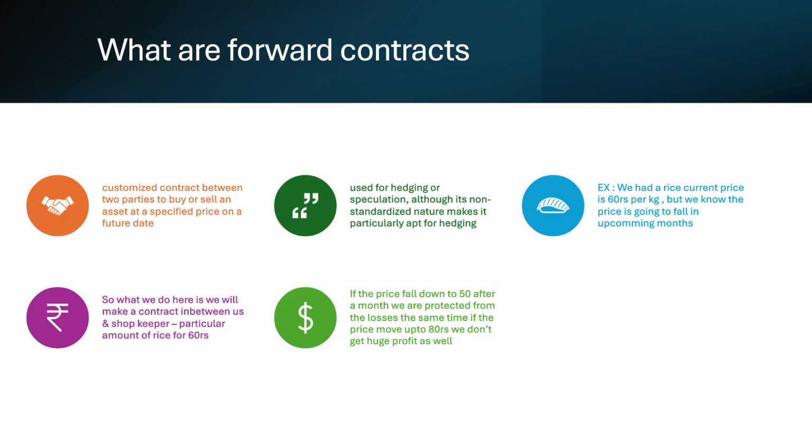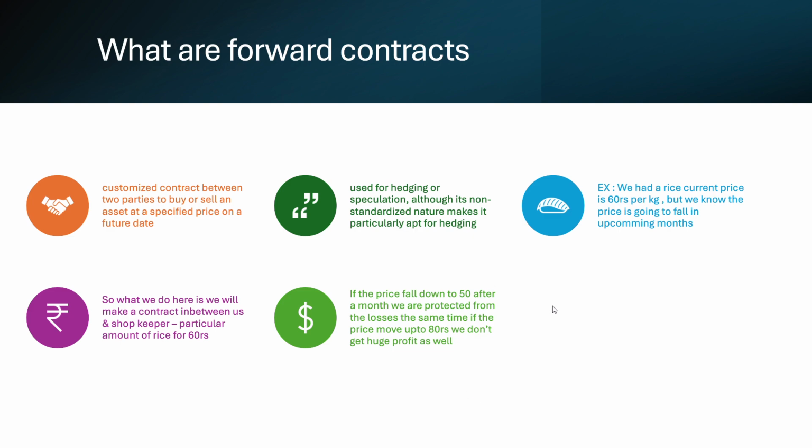We know this because as a farmer or a field person, you know the current condition of the market and what will happen. So we make a contract between us and the shopkeeper so that we can sell for a whole year, or 3 or 6 months, at the same 60 rupees. Even if the price falls to 50 rupees after a month, we are protected and will receive 60 rupees. And if the price went to 80 rupees, we are still going to sell it for 60 rupees. This is how hedging works, and this is what happens in forward contracts.